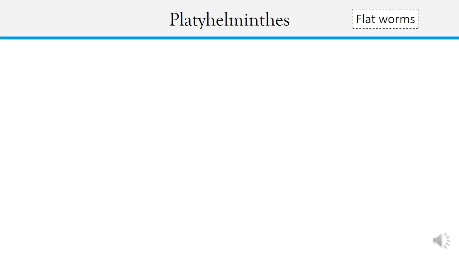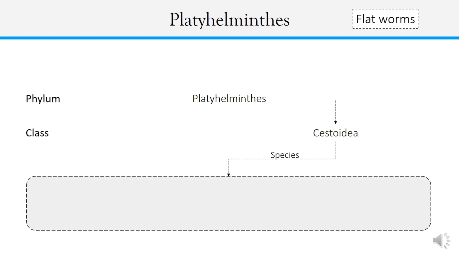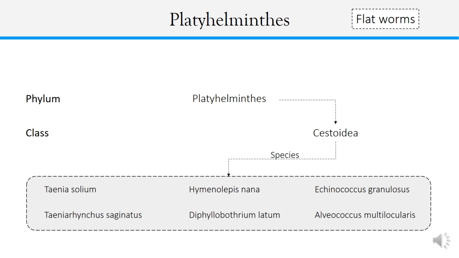Now let's look at the flatworms from the perspective of their classification. The phylum is called flat helminths, and inside of the flat helminths there are the classes Trematodes and Cestodes. Particularly in this video lecture we will focus our attention on Cestodes. Cestodes include certain species, particularly Taenia solium, Taeniarhynchus saginatus, Hymenolepis nana, Diphyllobothrium latum, Echinococcus granulosus, and Alveococcus multilocularis. These are the parasites that we will speak about further in this video.